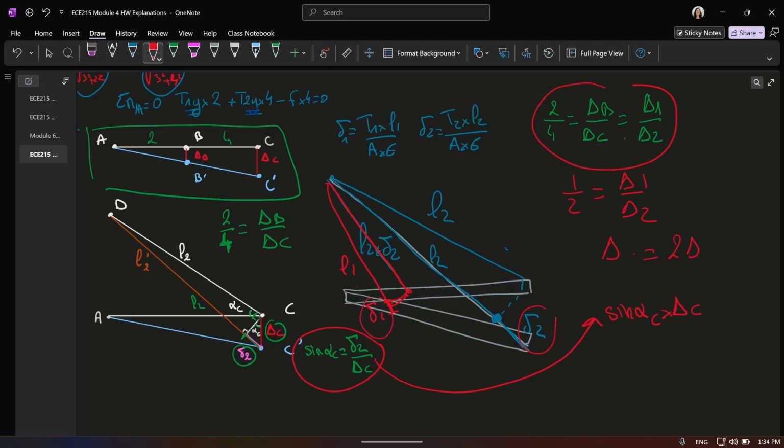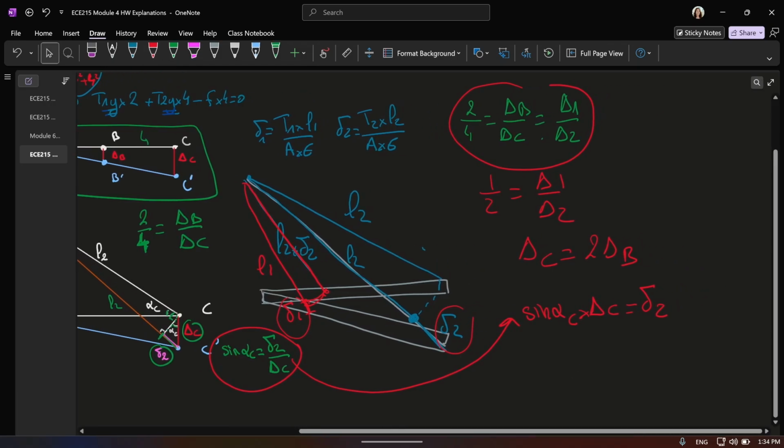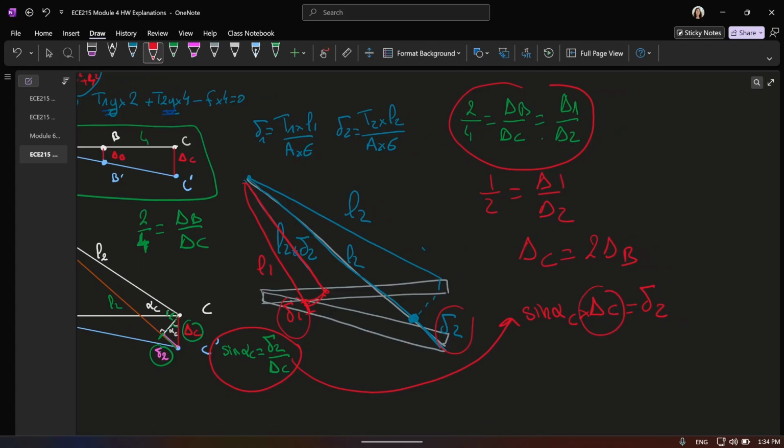Okay, I know it's confusing. Let's do it this way: sine alpha C times delta C equals the little delta 2. I'm coming back with the delta 2. Is that C? Yeah, C is the delta 2. I should not change this notation, sorry. But anyway, my delta C is equal to my delta 2 divided by sine of the angle alpha C.